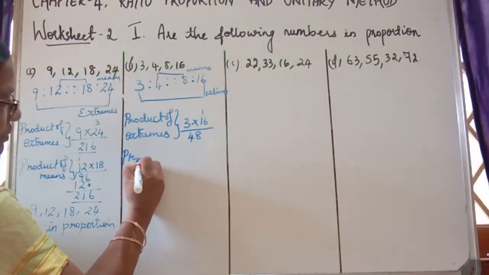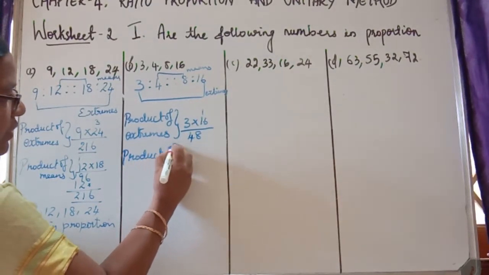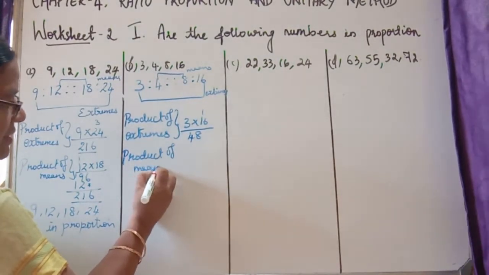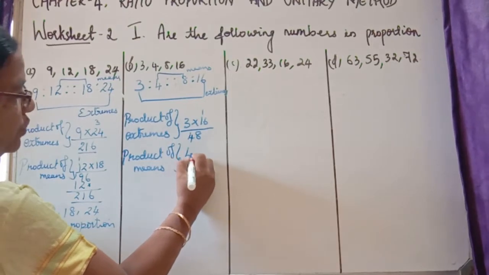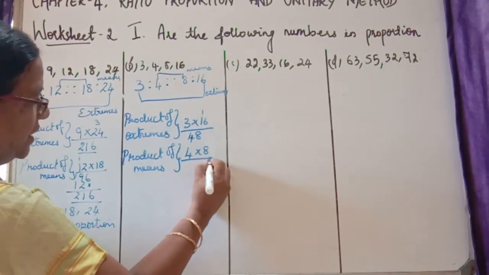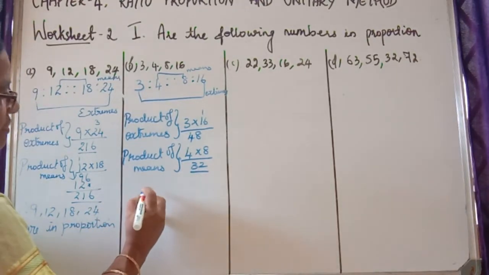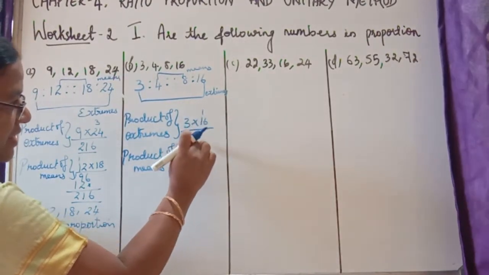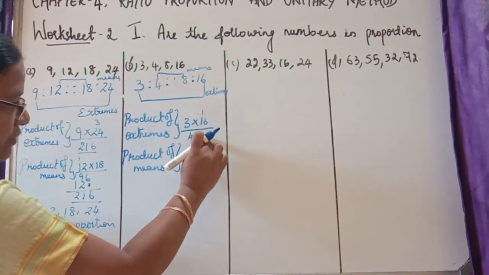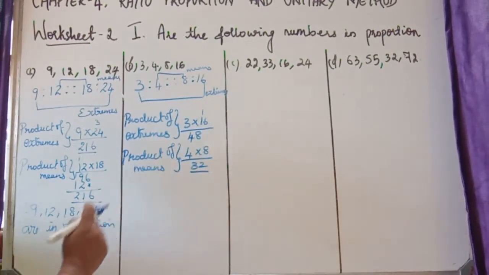Now the product of means. 4 into 8. 8 4s are 32. Here 3 16s are 48. Product of extremes is 48. Product of means is equal to 32.